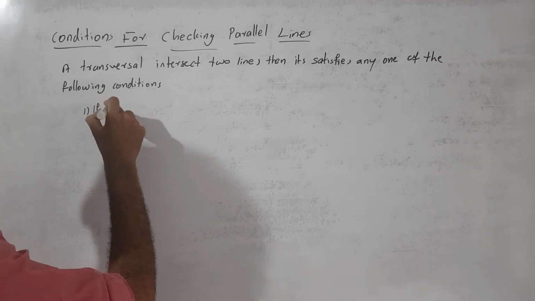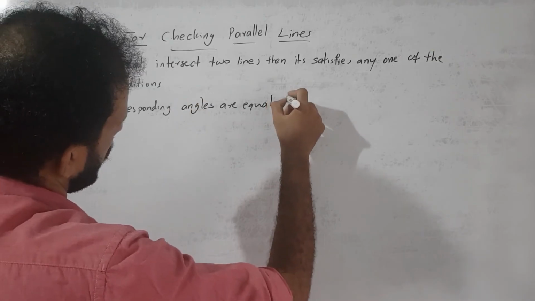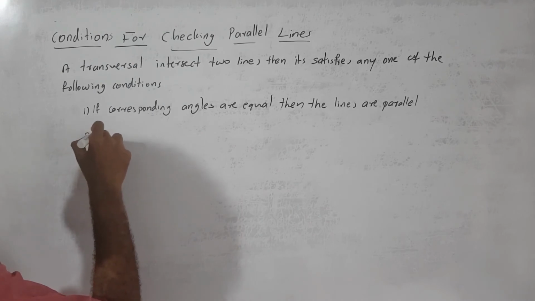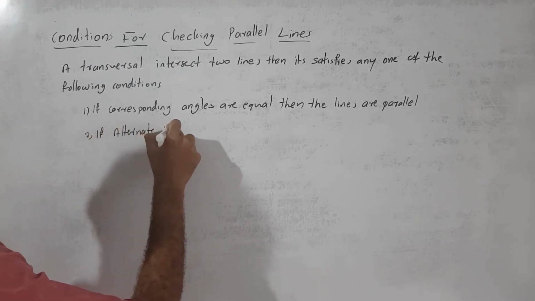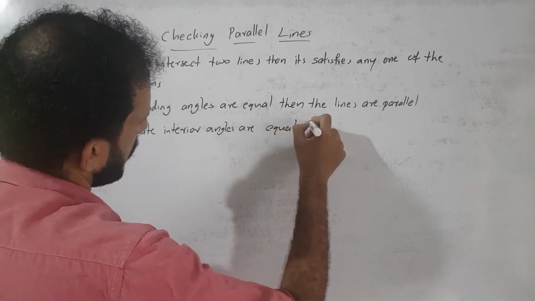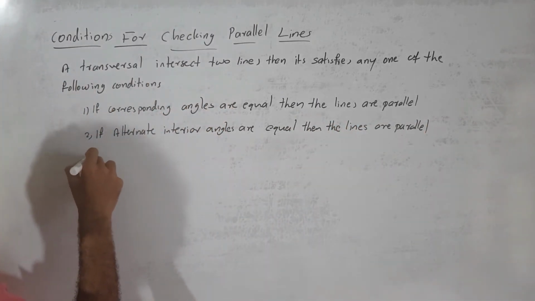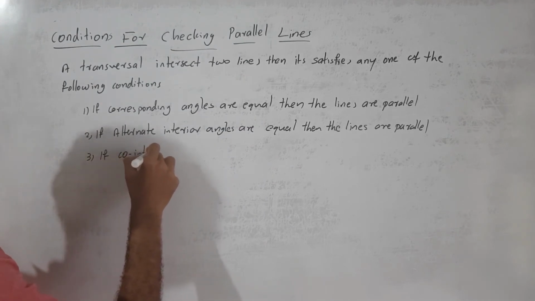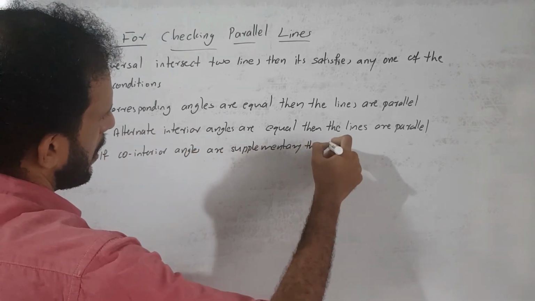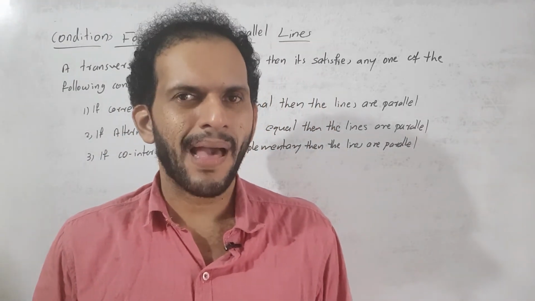The first one, if corresponding angles are equal, then the lines are parallel. The second one, if alternate interior angles are equal, then the lines are parallel. Third one, if co-interior angles are supplementary, then the lines are parallel. Okay, these are the three conditions for checking whether the lines are parallel or not.